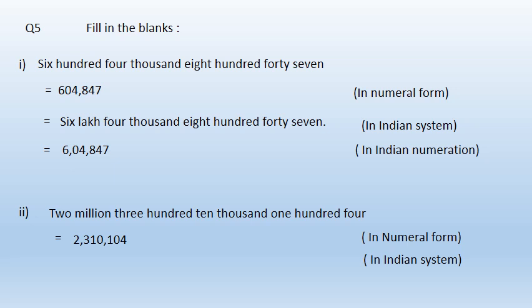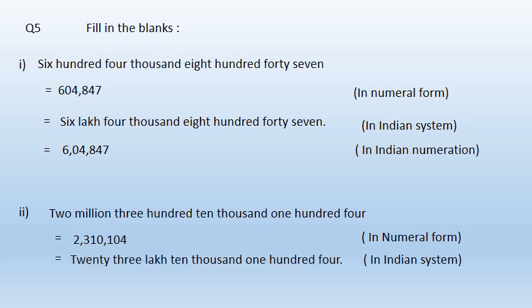2,310,104. This we have written in numeral form. Now we are going to write it in the Indian system. Indian system means a 3-digit number, then the next 2-digit number and the next 2-digit number. That means this is the ones place, this will be in the thousand place and this will be in the lakh. So we are going to write 23,10,104.